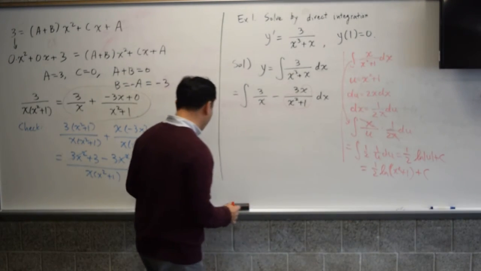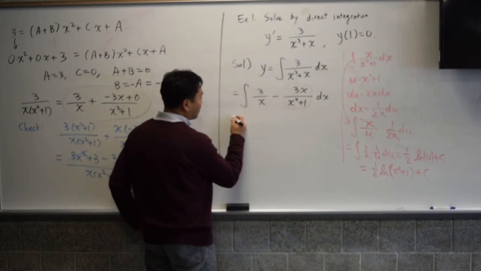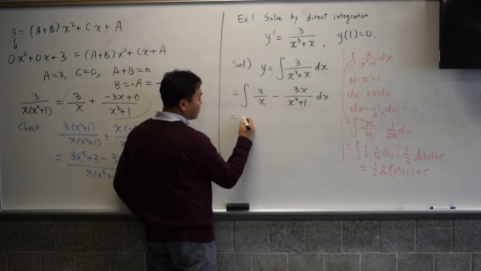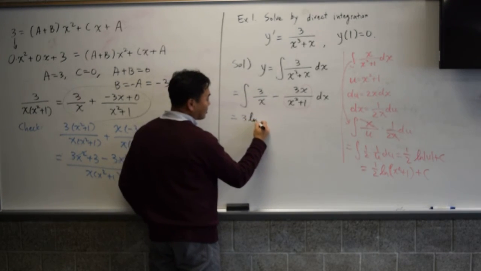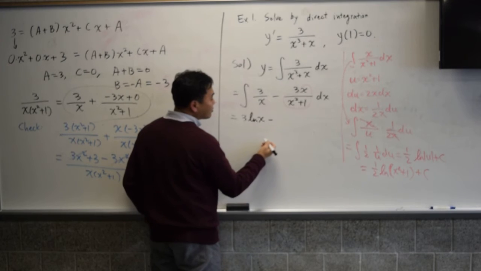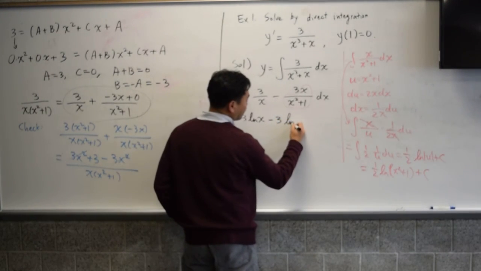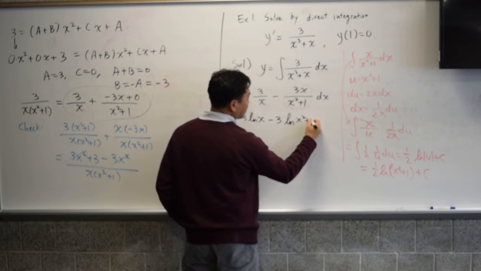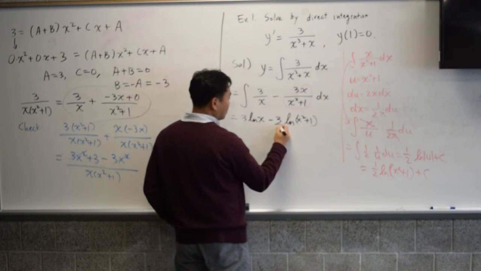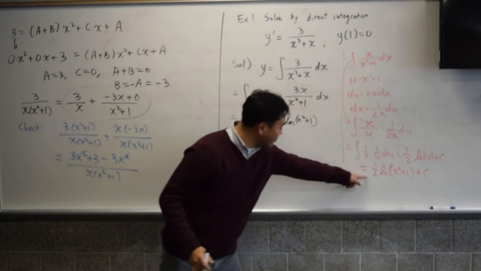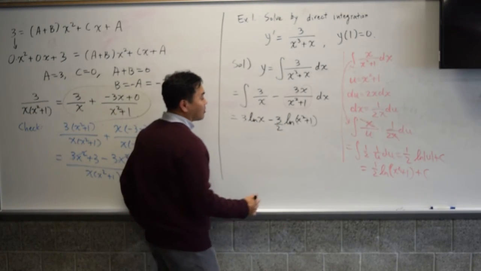So that's what we need, and therefore we have the integral here as 3 times 1 over x, so that's 3 times ln of x minus 3 times ln of x squared plus 1. Oh, by the way, this should be 3 over 2. Sorry, there's a 1/2 here. I should put that here. And then plus c.